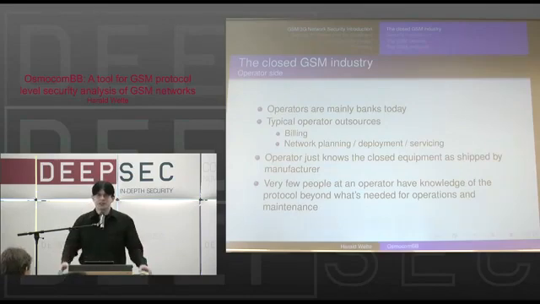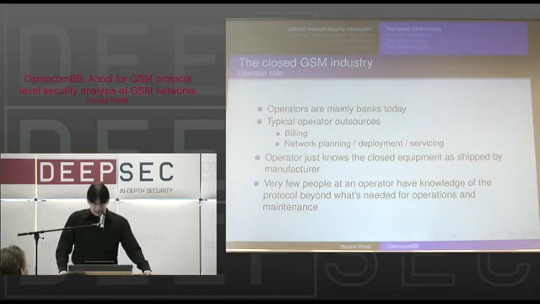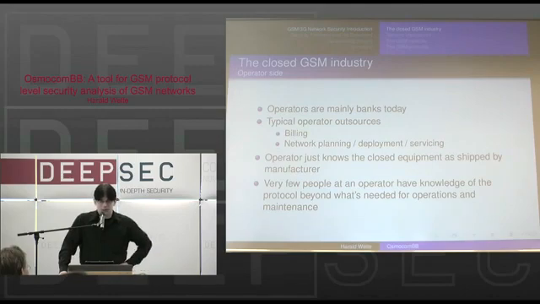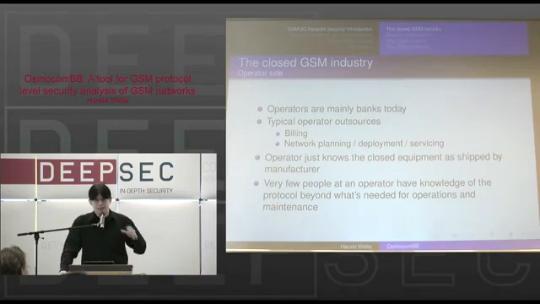You can then run a network and make phone calls, but that's not really what you want to do. On the operators, well, operators are marketing and finance. Typical operators today outsource not only their network planning, network servicing, and network deployment, but they also outsource the billing. So this really only leaves marketing and finance left over. I'm sort of exaggerating here, but there are operators where it works exactly like this.